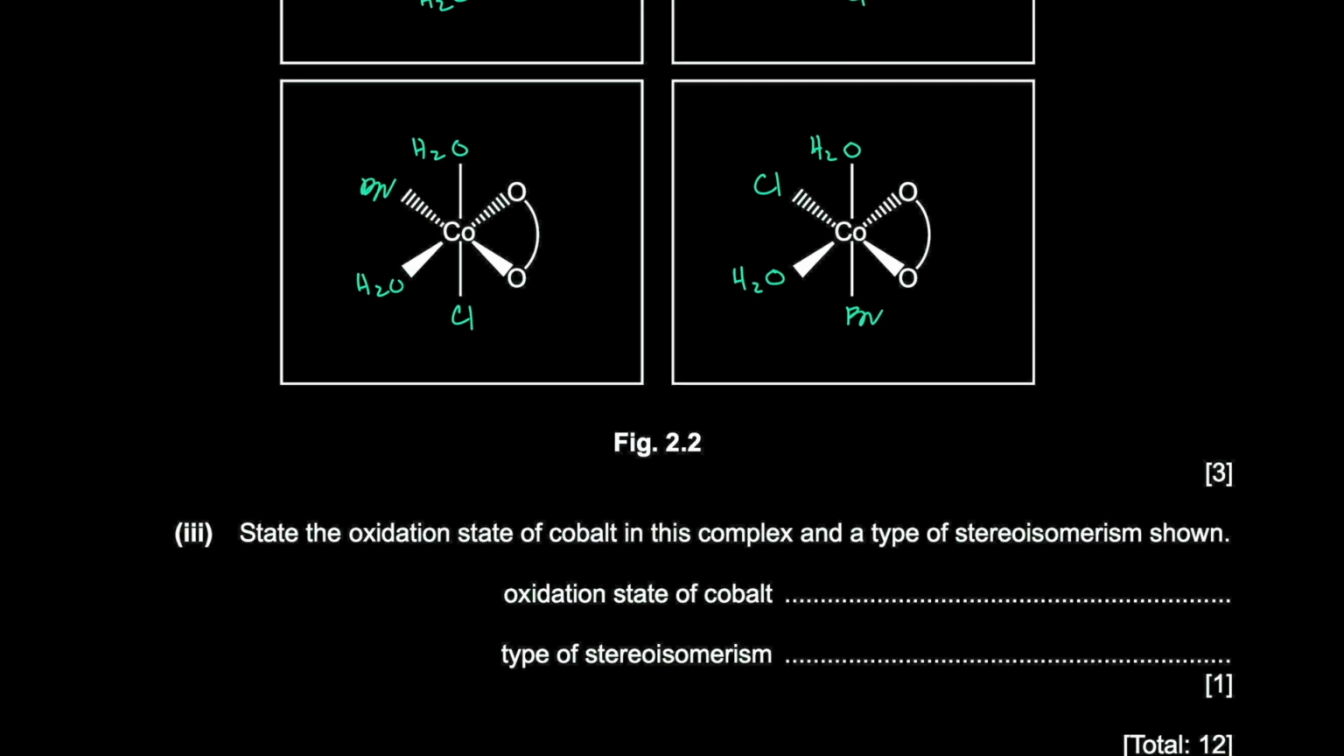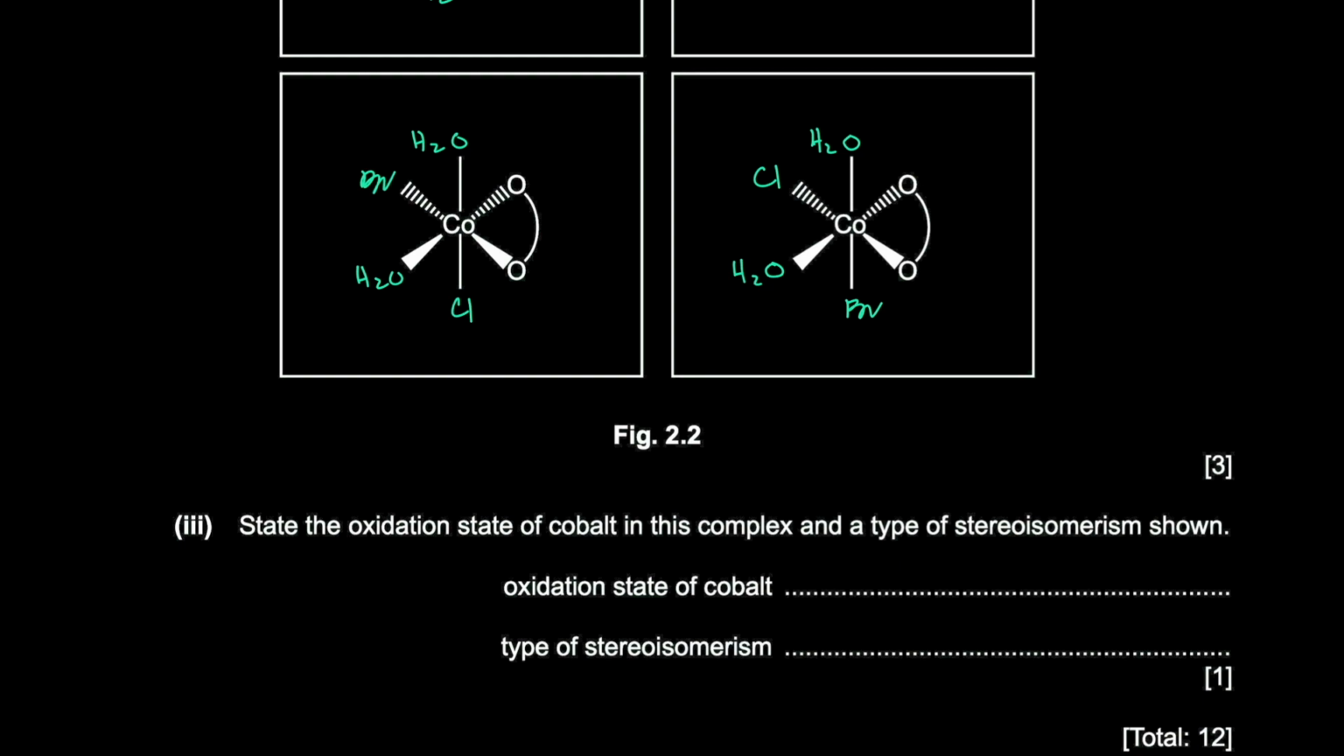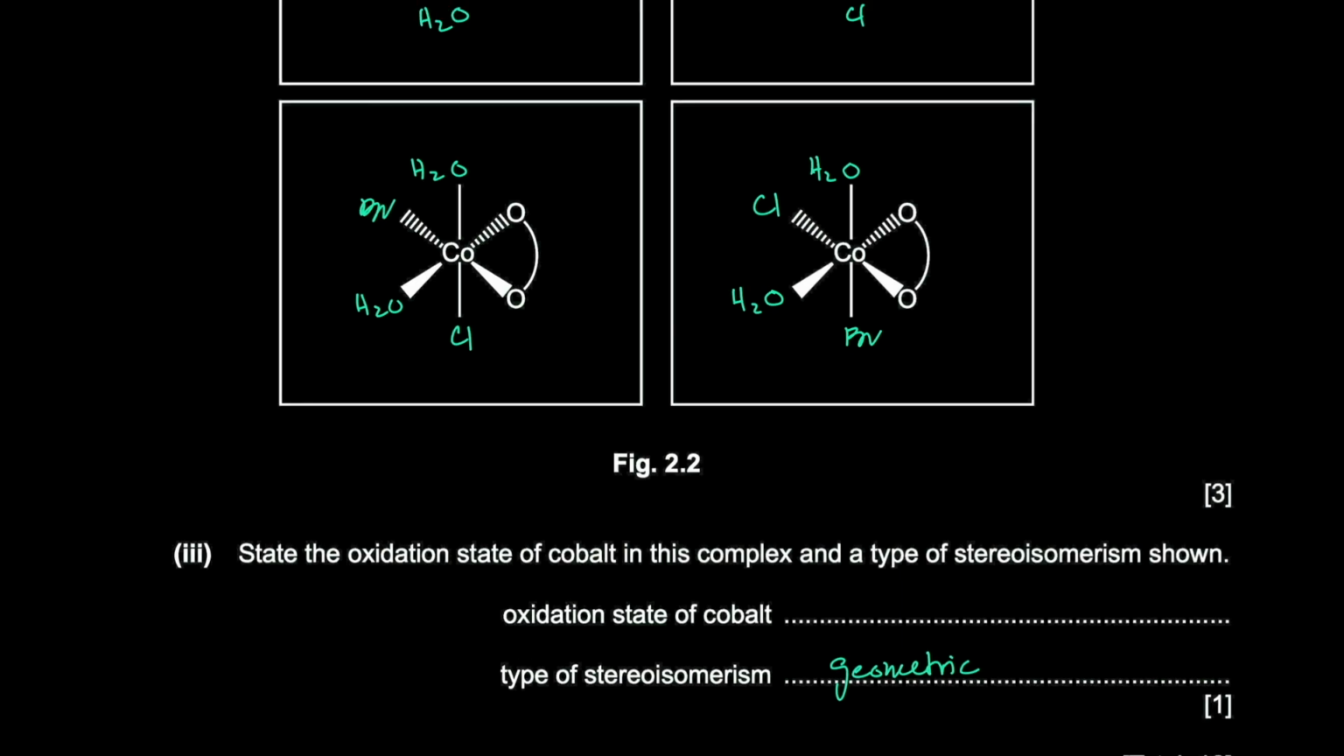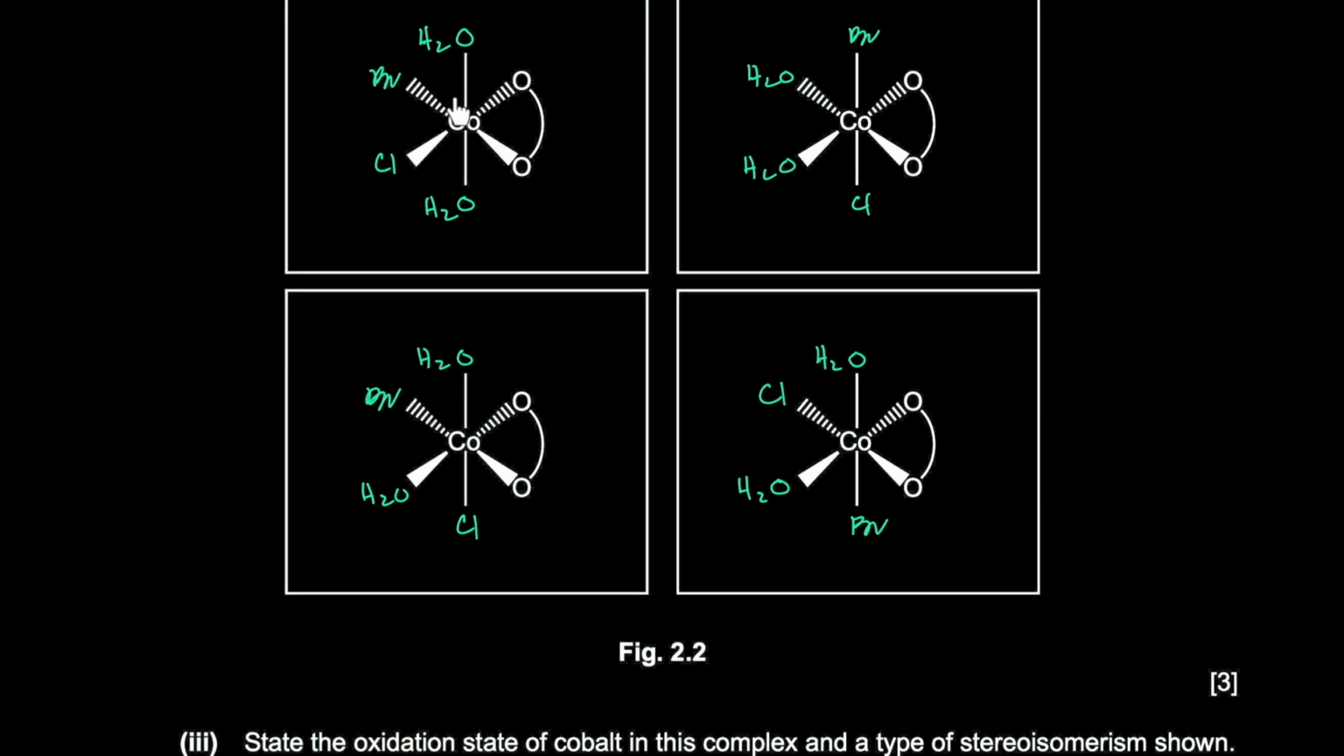State the oxidation state of cobalt in this complex and a type of stereoisomerism shown. A type of stereoisomerism shown is geometric, as we just mentioned. We have cis-trans isomers here. The two waters are 180 degrees here, and here they're 90 degrees. So this is the cis isomer, and this is the trans isomer.